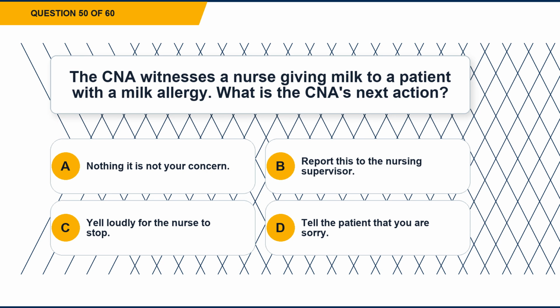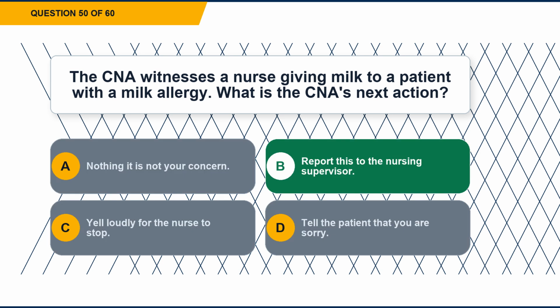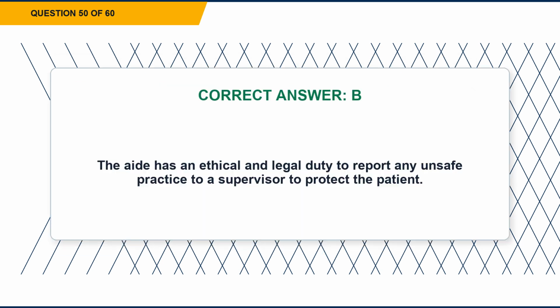Question 50. The CNA witnesses a nurse giving milk to a patient with a milk allergy. What is the CNA's next action? Option A, nothing, it is not your concern. Option B, report this to the nursing supervisor. Option C, yell loudly for the nurse to stop. Option D, tell the patient that you are sorry. The correct answer is option B, report this to the nursing supervisor. Explanation: the aide has an ethical and legal duty to report any unsafe practice to a supervisor to protect the patient.